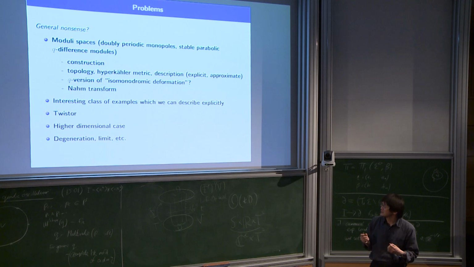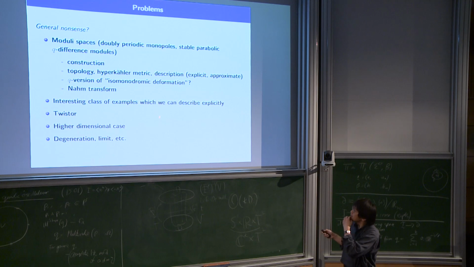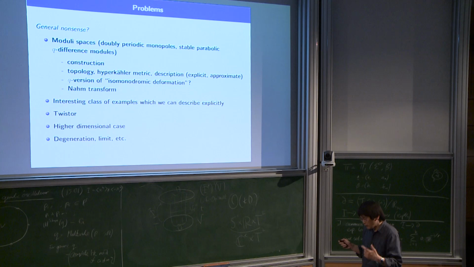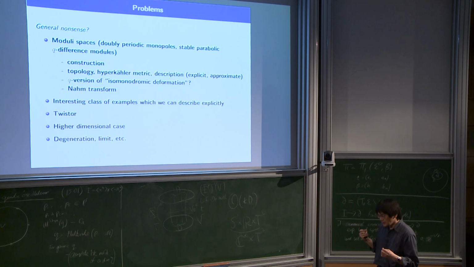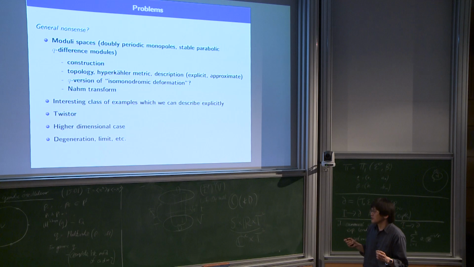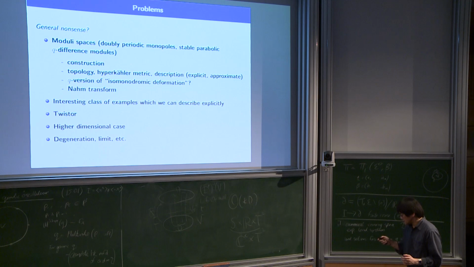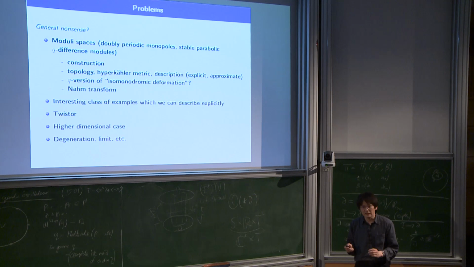And also I would like to find an interesting class of examples. I mean, my theorem is just the existence of monopoles, so it is difficult to describe them explicitly. So I'd like to have some interesting classes for which we can describe the monopoles explicitly. And higher dimensional cases also should be studied, and it's also interesting to study degeneration from q-difference modules to differential connections or something like that. So there are many interesting questions. I hope someone will be interested in this study. So thank you very much.